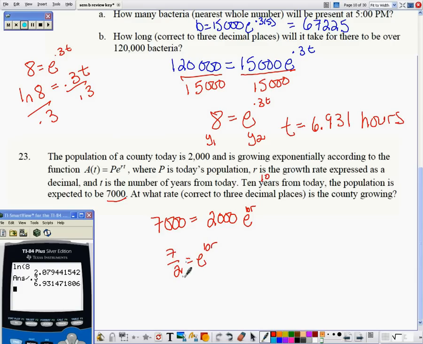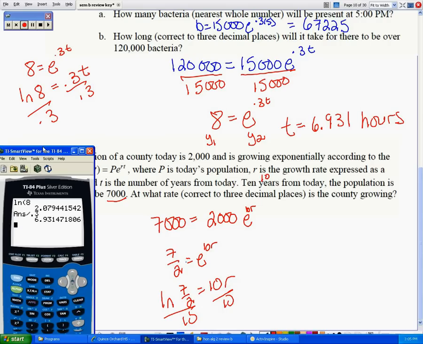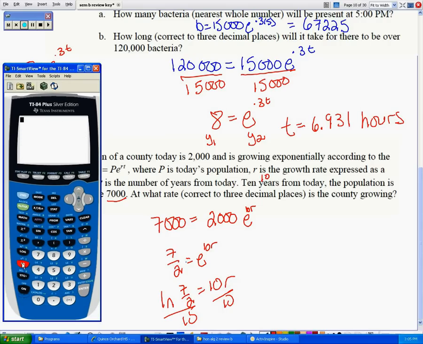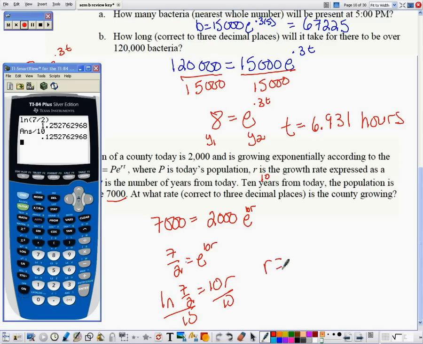And then solving this, I'll do this one algebraically. I'm going to change it to log form. Divide by 10. So that's the ln of 7 divided by 2, divided by 10. So r equals 0.125. That's 3 decimal places. Or I can convert that to 12.5%.